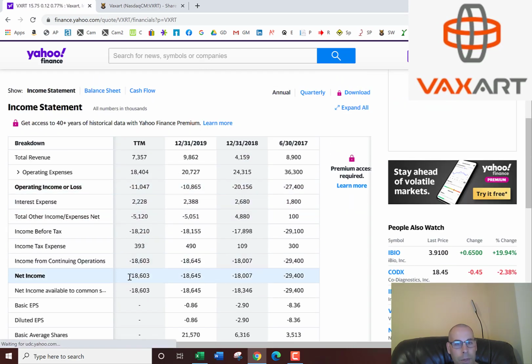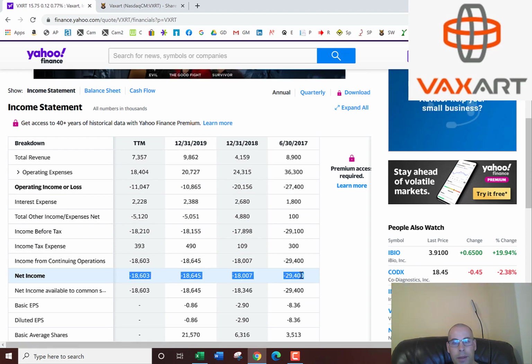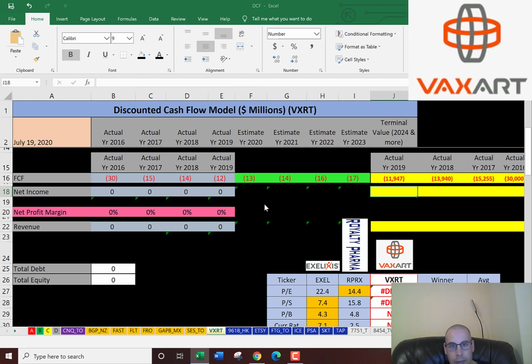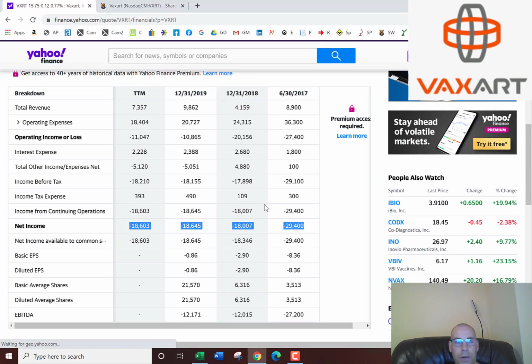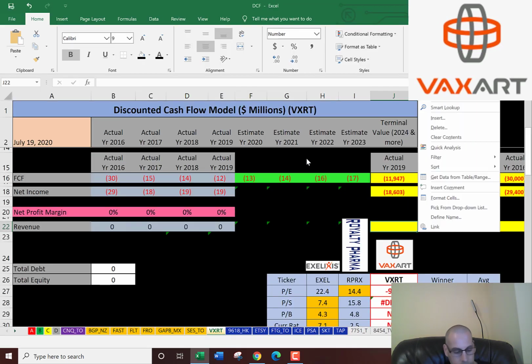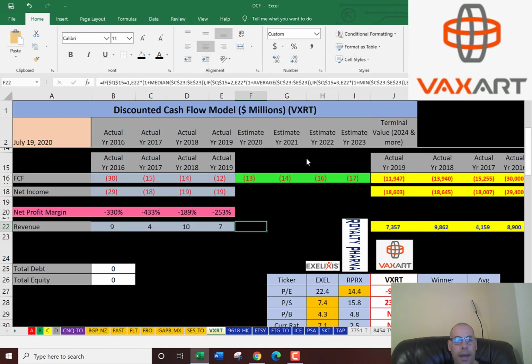Now I'm pulling the net income, which is a profit and loss according to the income statement. And then I'm going to pull the revenue, which are just the sales. That's also on the income statement. And you can see there's a lot of negatives here. Negative free cash flow every year, negative net income every year.